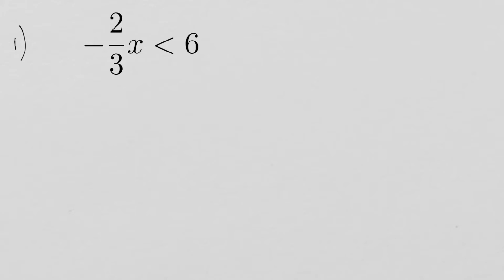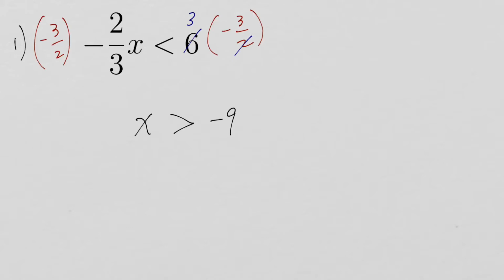Okay, number 1, negative 2/3 x is less than 6. There's a number of ways to do this, but I think the easiest way is to do this in one step by multiplying each side by the reciprocal. Because we're multiplying by a negative, this inequality is going to flip directions. So you're going to get x is greater than, and then we'll cancel. 2 goes into 6 3 times. 3 times 3 is negative 9. So we have x is greater than negative 9.